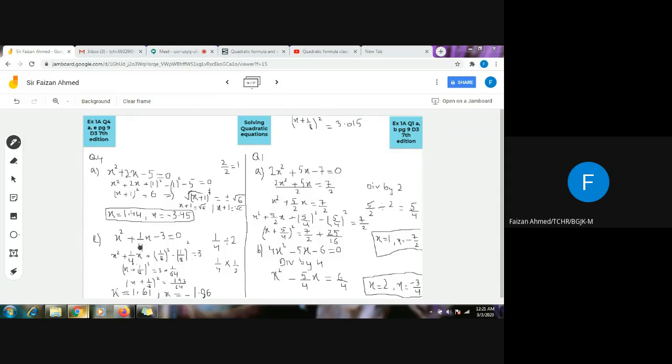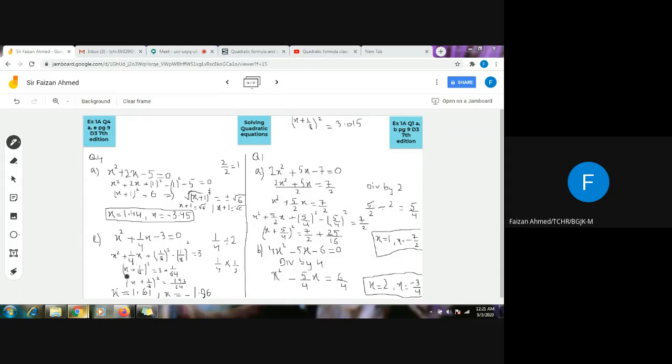I will take the coefficient of x, that is 1 upon 4. I will divide it by 2, and on dividing it by 2, I will get 1 upon 8 as my answer. So I will add the square of 1 upon 8 and subtract the square of 1 upon 8, and I will shift this minus 3 on the other side, so it will become positive 3. The first three terms will automatically form an identity. I will just have to close it.